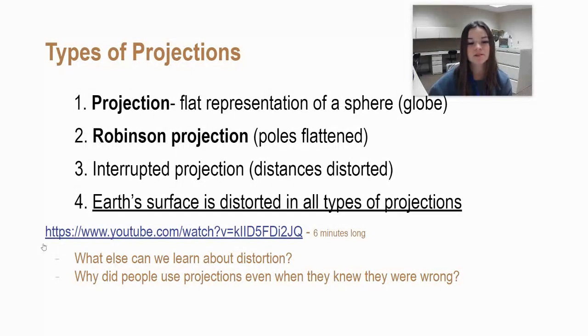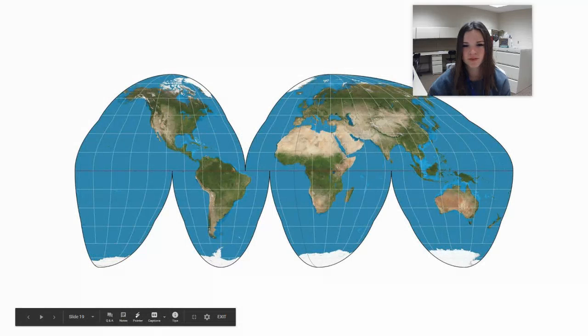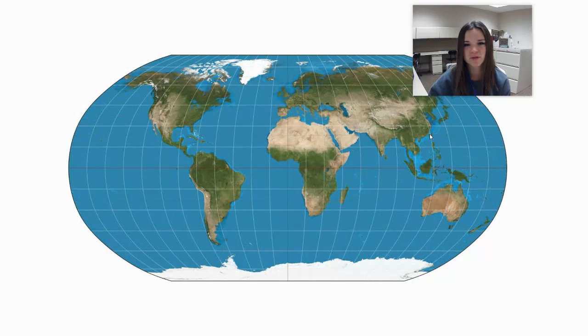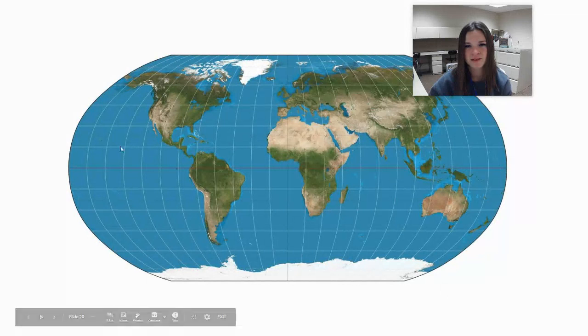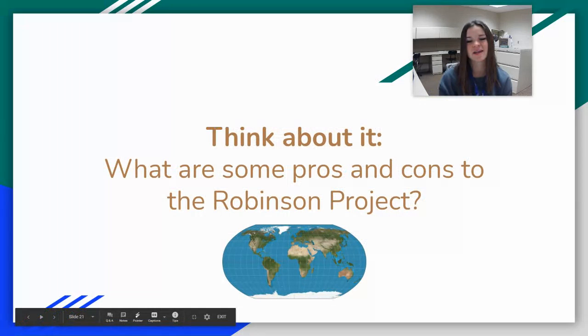If you have time, not mandatory, this 6-minute YouTube video is excellent, going through all sorts of different types of distortions. Different visuals here. This is the Robinson projection, where they flatten out the poles. Then all the proportions change of all of the land masses. We're going to talk in our live meet today about some pros and cons of the Robinson projection.